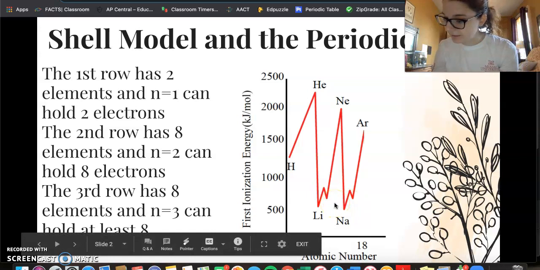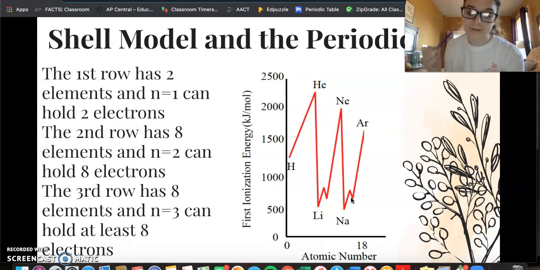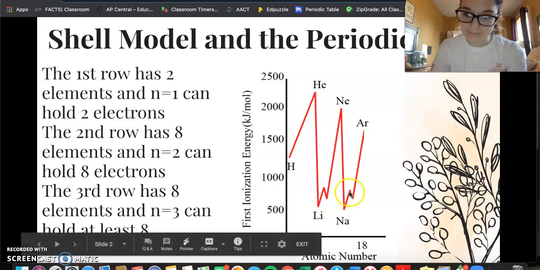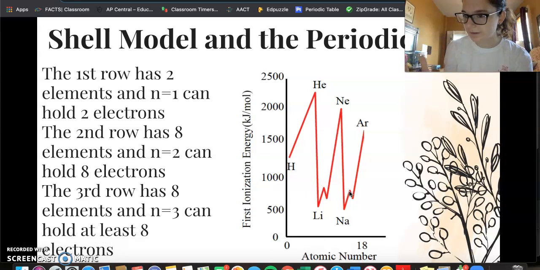So you can see right here, this is that little bump. We would expect it to follow the trend and be a straight line, but you can see that it is less than expected. Same thing over here when we look at aluminum and magnesium. The first ionization energy for aluminum is 577 kilojoules per mole, whereas magnesium is 737 kilojoules per mole. So those don't follow the trends that we had expected based on the shell model. PES data helps to explain this a little bit.